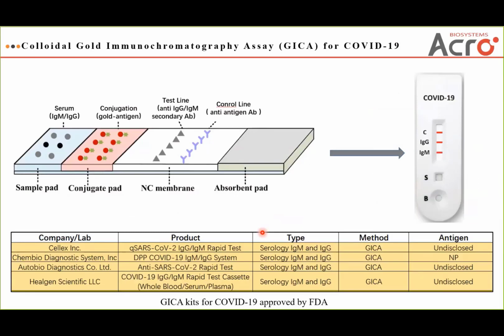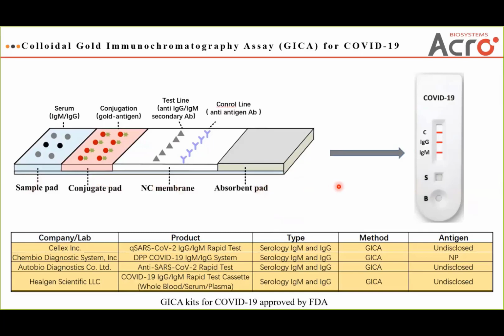Serological test kits consist of 3 types, including colloidal gold immunoassay, chemiluminescence immunoassay, and ELISA. First, let's take a look at the colloidal gold immunoassay. Colloidal gold immunoassay is a kind of lateral flow immunoassay. The test strip is made of 4 parts, including sample pad, conjugate pad, nitrocellulose membrane, and absorbent pad.